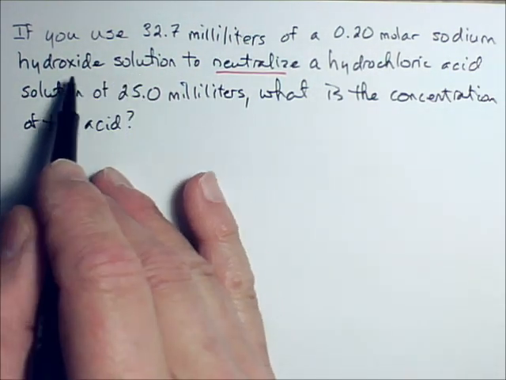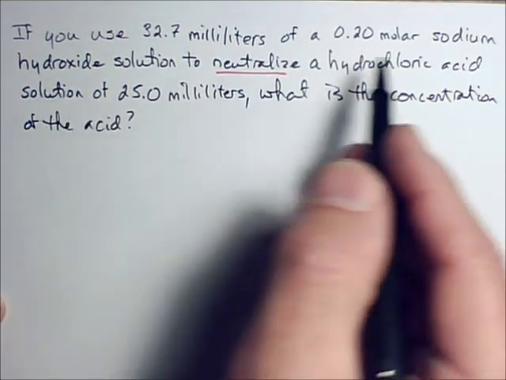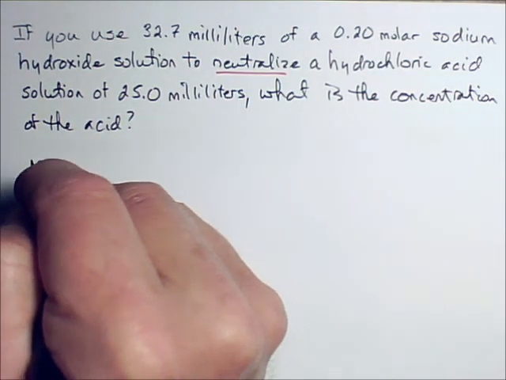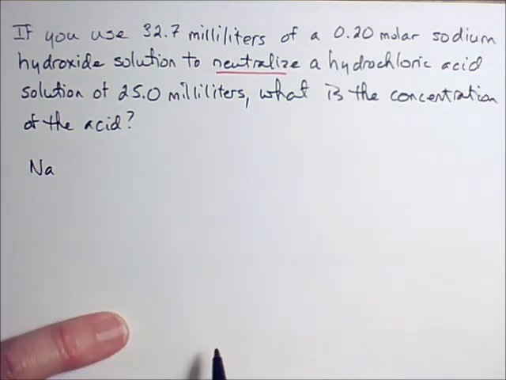That means that sodium hydroxide has to be a base, because you have to have a base to neutralize an acid. Does everybody understand that from physical science? Remember that? All right, so we need to write the formulas for these two things. How do we write the formula for sodium hydroxide? Na is sodium. OH is hydroxide.